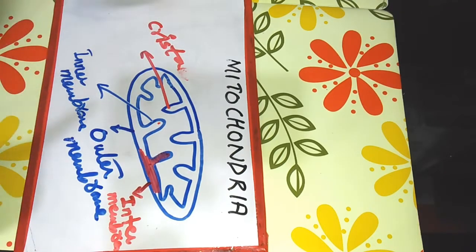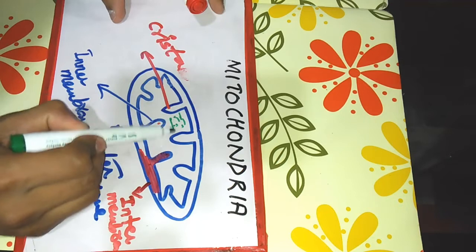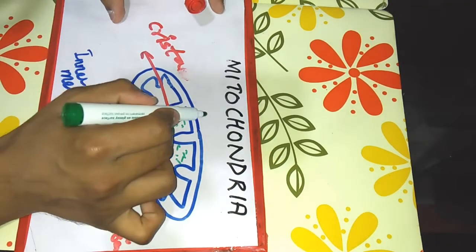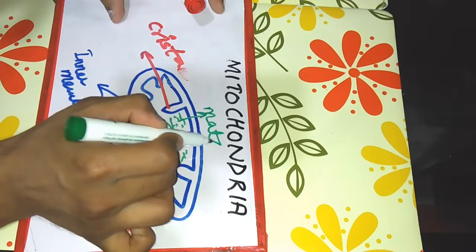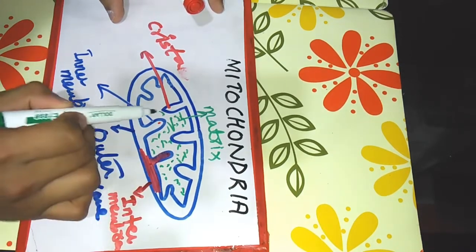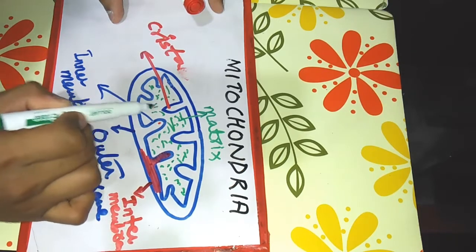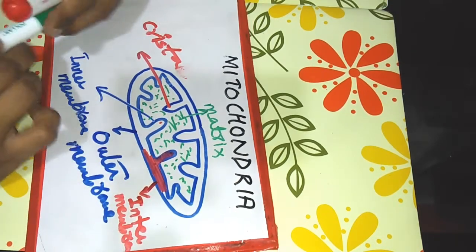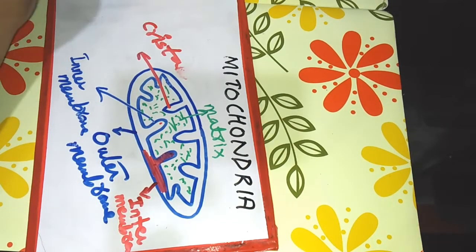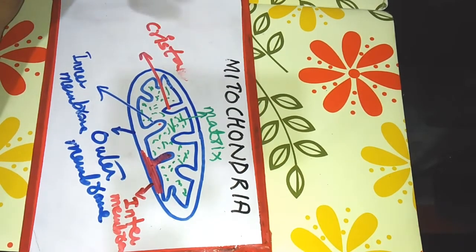And inside the mitochondria, there is a watery or jelly-like material. This material is called the matrix. The matrix contains all the enzymes, as well as its own DNA and its own ribosomes. We know that mitochondria have their own DNA as well as ribosomes.